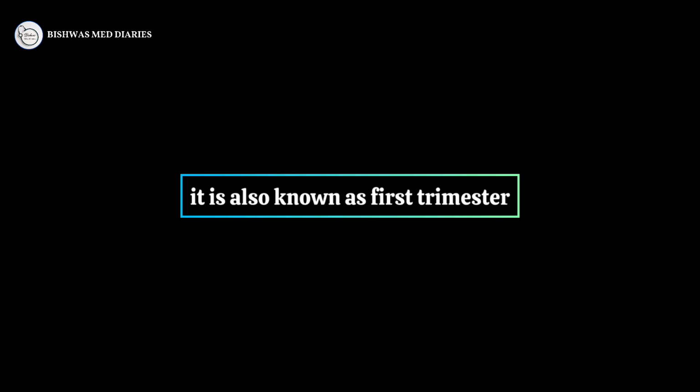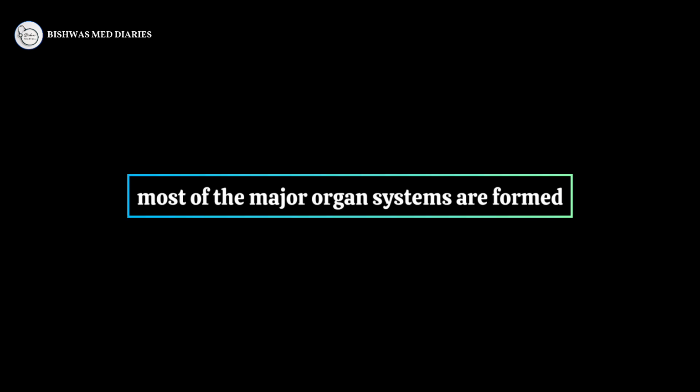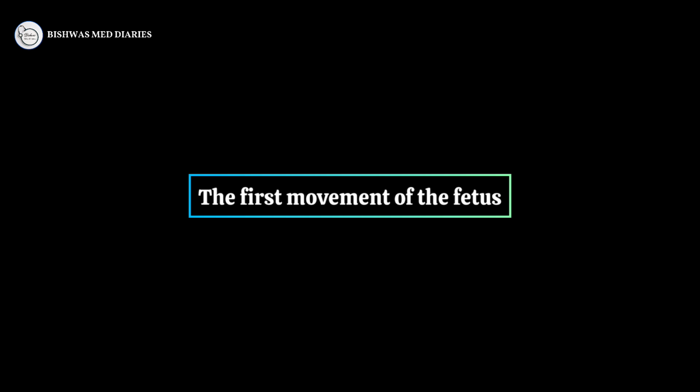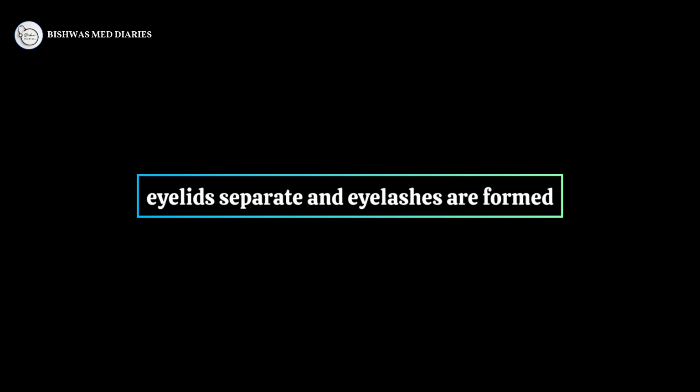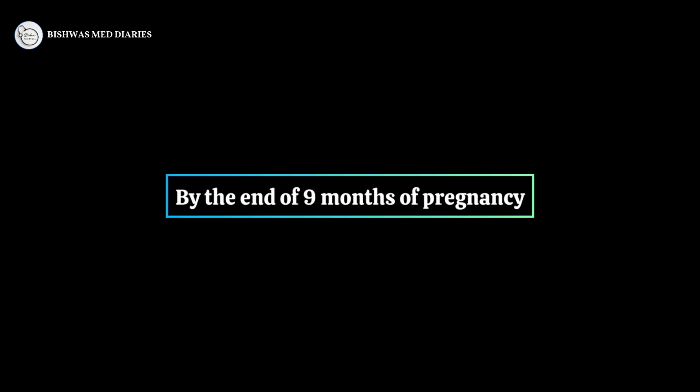By the end of the 12th week, also known as the first trimester, most of the major organ systems are formed. For example, the limbs and external genital organs are well developed. The first movement of the fetus and appearance of hair on the head are usually observed during the 5th month. By the end of about 24 weeks, also known as the end of the second trimester, the body is covered with fine hair, eyelids separate, and eyelashes are formed. By the end of 9 months of pregnancy, the fetus is fully developed and is ready for delivery.